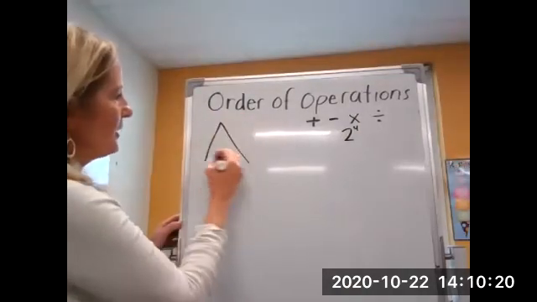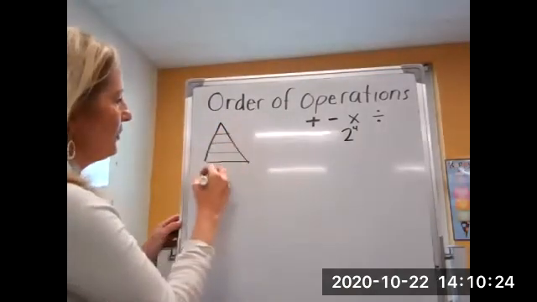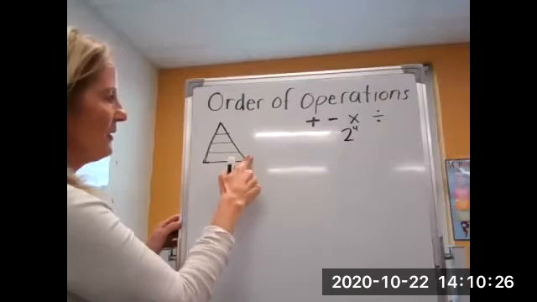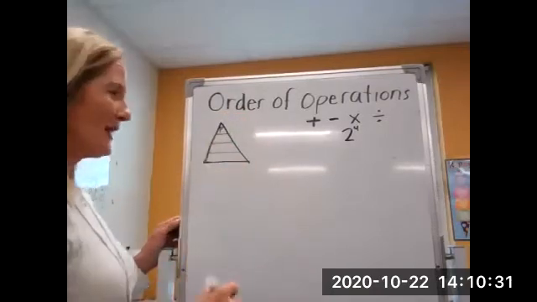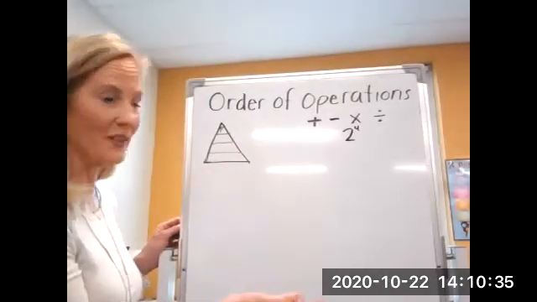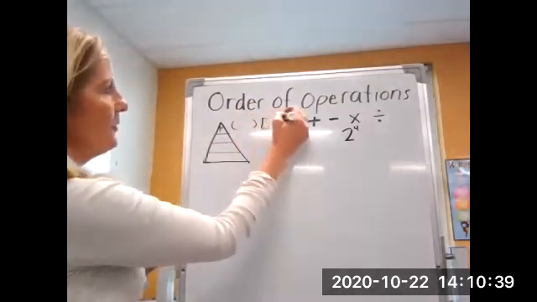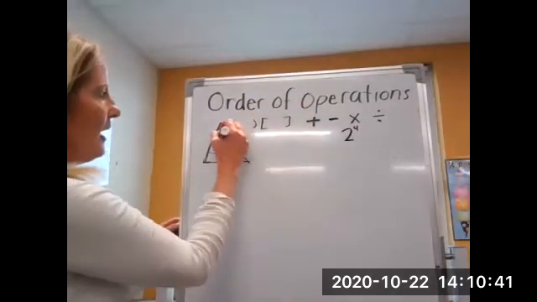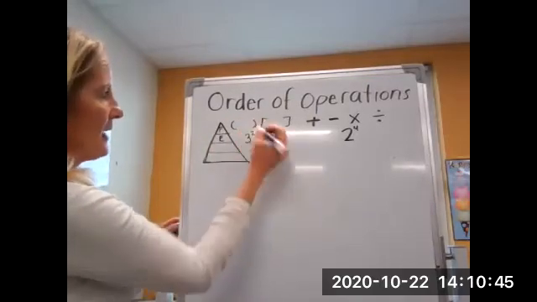A good way to remember, some people like to make this little pyramid, and the different levels show the hierarchy or the order that you're going to do them in. Key is at the top, almost like it's the most important, but it's really not. It's the one that you're going to focus on first: parentheses, and I also include brackets in that. Next is exponents, like 3 to the second power.